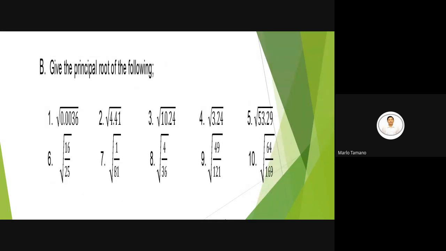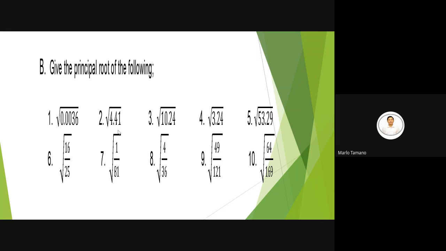Naintindihan? Now, letter B, give the principal root of the following. We have here number 1, the square root of 0.0036. Continue using your calculator. What is the answer? 0.06. Tama? Understood 36, 6 na. Tapos we have 2 zeros. Magbigay lang kayo ng isang zero. So 0.06.